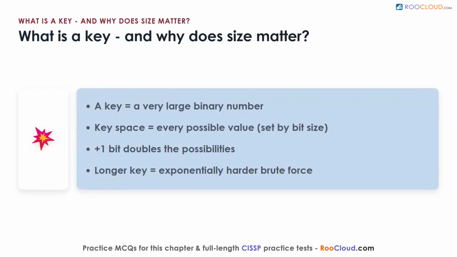What is a key, and why does its size matter so much? A key is really just a number, usually a very large binary one. The key space is the full range of values that key could hold, and it is set by the bit size. Add 1 bit and you double the number of possibilities. So a longer key means an attacker guessing values by brute force faces exponentially more work. Picture a bike lock. 3 dials give 1,000 combinations, but 4 dials give 10,000. Every extra digit multiplies the effort to break in, and all of your protection rests on keeping that key secret.